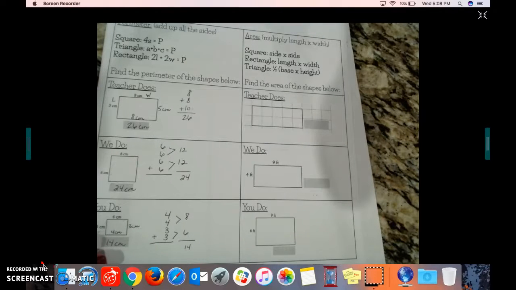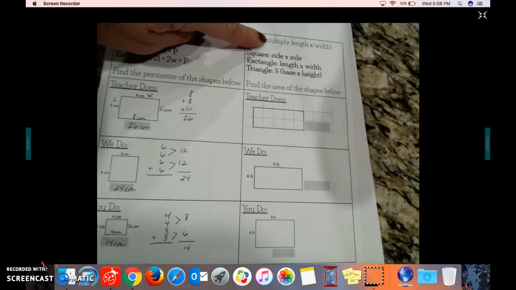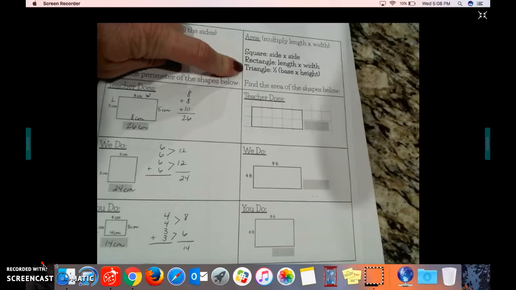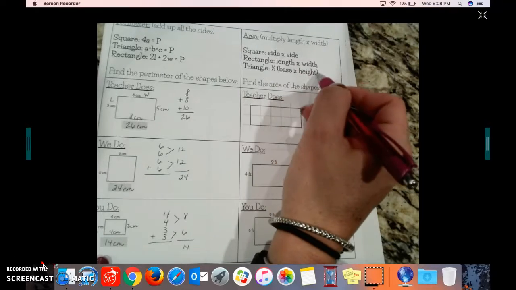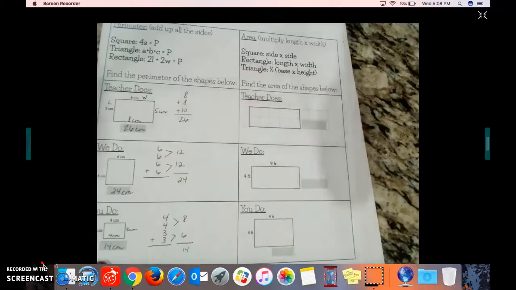Okay? You're going to see at the top, I've also given you some formulas. Area, you're going to multiply the length times the width. So for a square, I multiply side by side. For a rectangle, length times width. And then a triangle, which you don't see here, is half of the base times the height. Order of operations tell me that I always do my parentheses first. Okay? So I would solve this, and then I would multiply by 1/2.